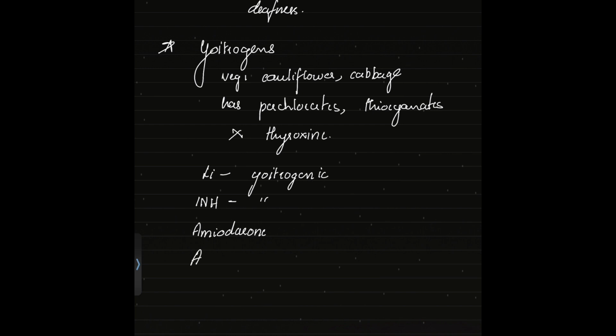Then we have another group, the anti-thyroid drugs. They will cause hypothyroidism by causing an excess of TSH release. So TSH is in excess, and this will result in a multinodular goiter.